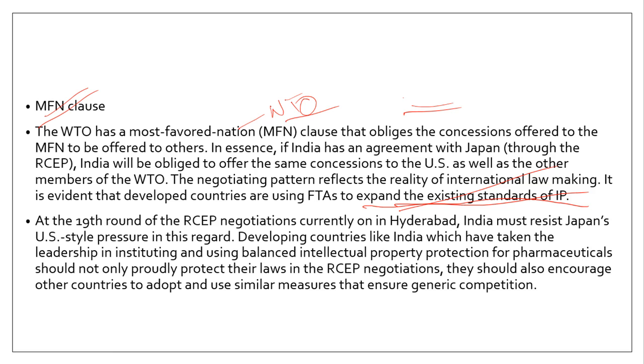So what the article tries to say as a conclusion is that the 19th RCEP summit, which is going to be held in Hyderabad, could be used as a platform to resist the pressure of Japan with respect to intellectual property rights. India should make sure that it brings in all the developing nations for a balanced intellectual property protection, and it should also encourage countries and bring in measures to ensure generic competition.